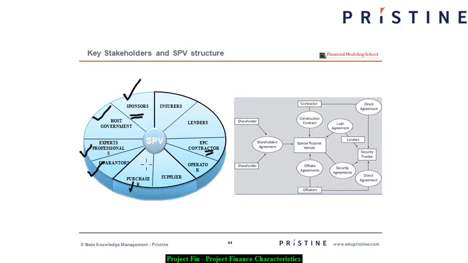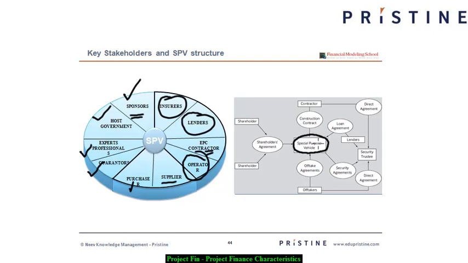Then there could be the purchaser who's going to purchase the final product being implemented or utilize the infrastructure that is being implemented. You could have the supplier who's going to supply the raw material to the EPC contractor or the sponsor. You could have the operator who's going to operate this particular asset that is being built. Then there are lenders and insurers who make sure that the financial agreements that are built, their interests are taken care of.